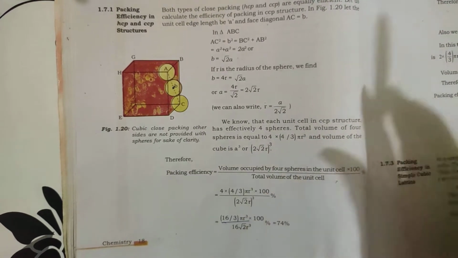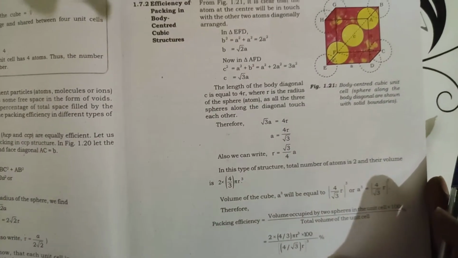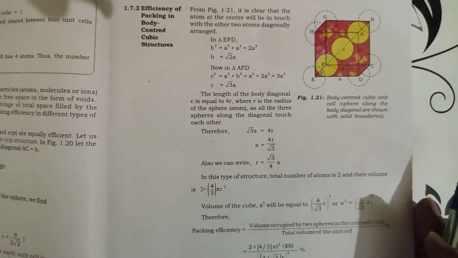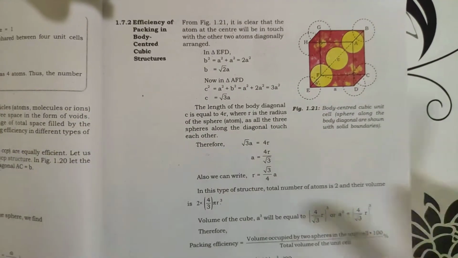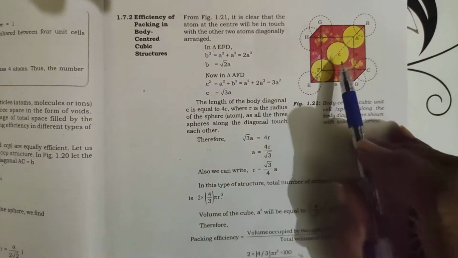Clear? Okay. Okay students, now take BCC. BCC means what? Body centered cubic lattice. The particle is present at the center of the body also.